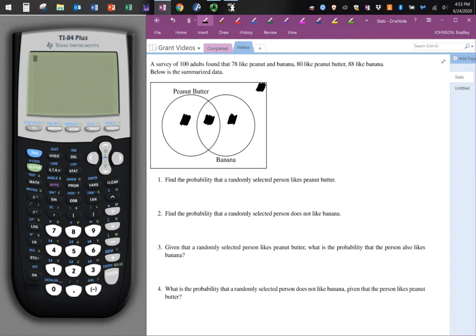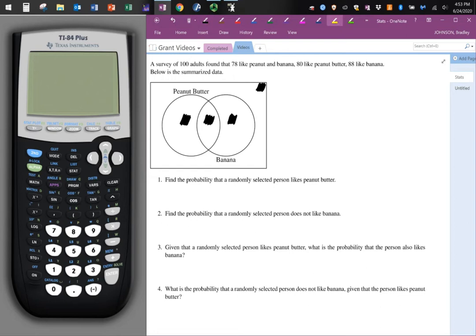So, a survey of 100 adults found that 78 like peanut butter and banana, 80 like peanut butter, 88 like banana, and below will be the summarized data. Now, I've covered up the data so that we could practice filling in the numbers here.